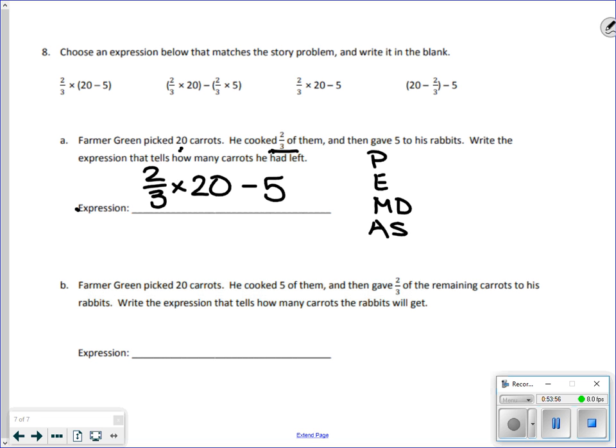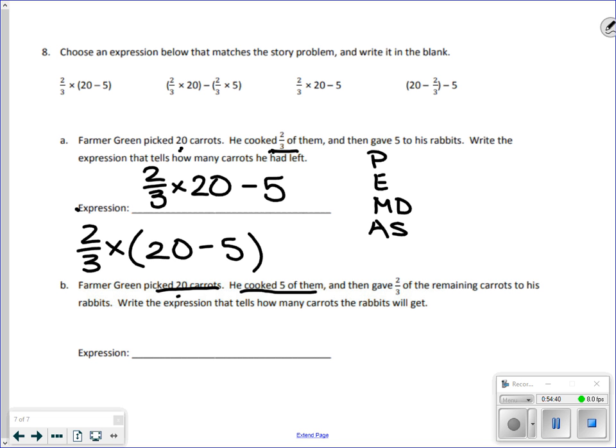Okay, how many of you think it's the second one? How many of you think it's the third one? How many of you think it's the last one? Some people didn't raise their hands at all. That's awesome. It is the first one. He picked 20 carrots. Listen. He picked 20 carrots. He cooked 5 of them, and then gave 2/3 of the remaining carrots to his rabbits.